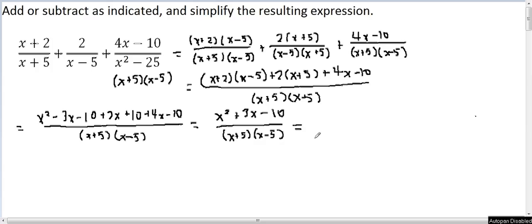Next, let's factor the expression we have in the numerator. Since the coefficient of the quadratic term is 1, we start out by writing x and x. 10 is equal to 1 times 10 and 2 times 5. The minus sign in front of 10 tells me that we're going to be subtracting the numbers. 10 minus 1 is 9, which doesn't match 3, but 5 minus 2 is equal to 3, so we write 5 and 2. Since 3 is a positive number, we make the bigger number positive, so we get x plus 5 and x minus 2.